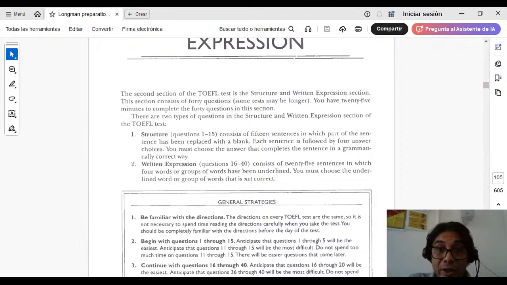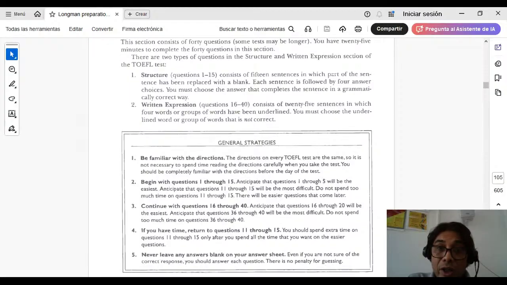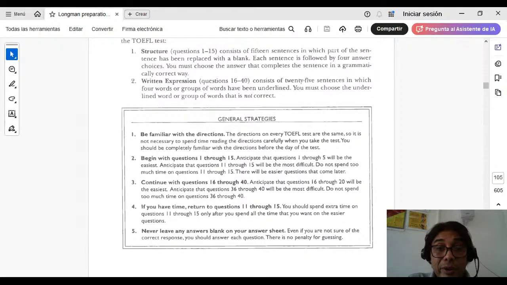So you must identify it. As general strategies, remember the beauty of any TOEFL course or exam is that the directions, the instructions, whatever you want to call them, are always the same. The first one says, be familiar with the directions. The directions on every TOEFL test are the same.